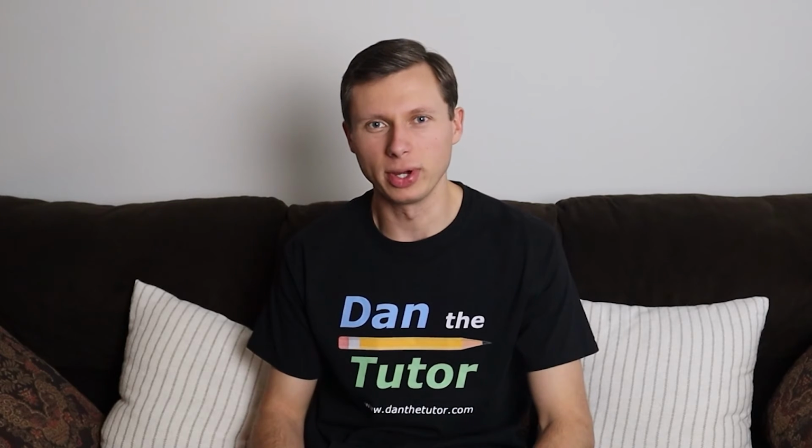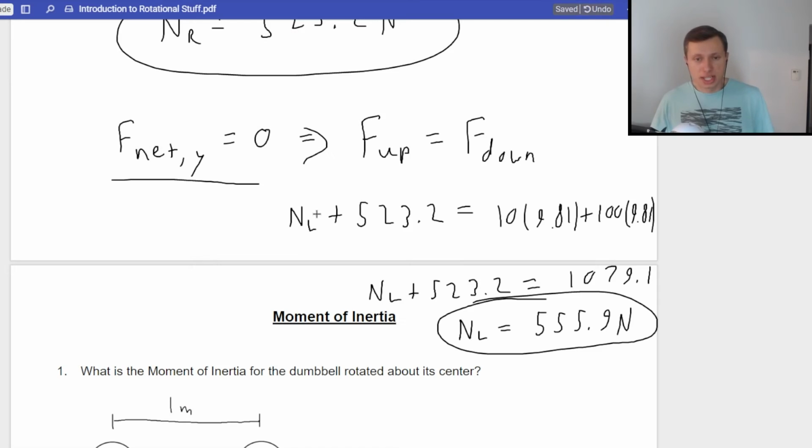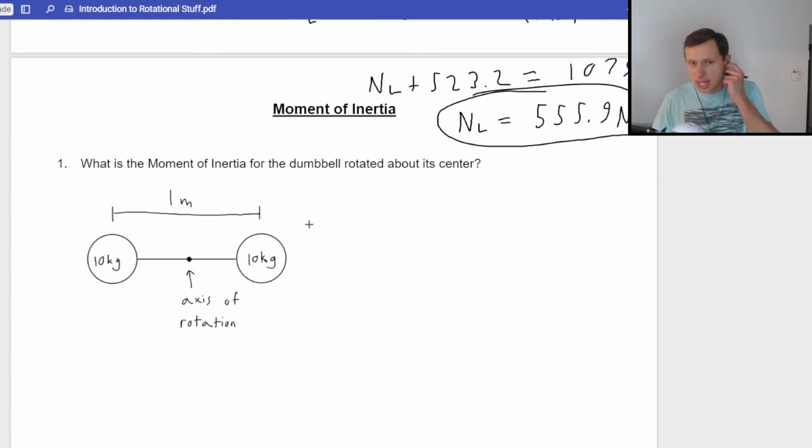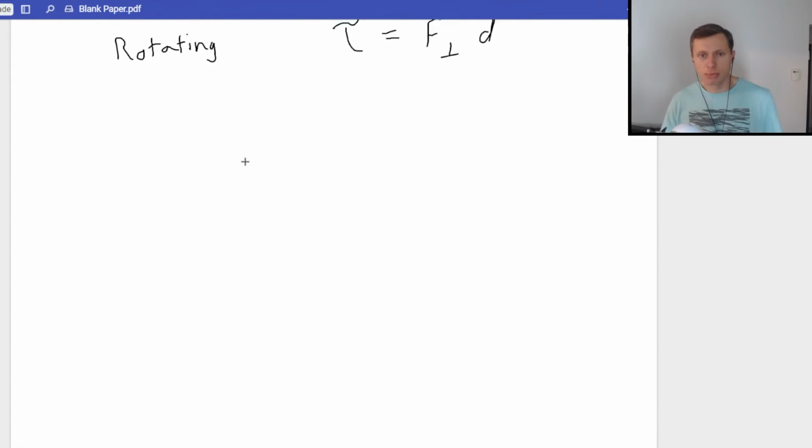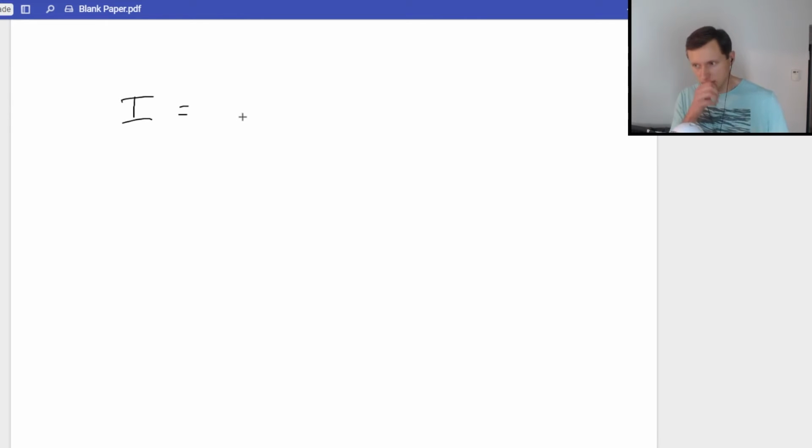So now the second to last topic we're going to be talking about today, moment of inertia. Moment of inertia is essentially describing how hard it is to rotate an object. There's an equation for moment of inertia. There's actually many equations for moment of inertia. There is a table, and in general the equation is this.